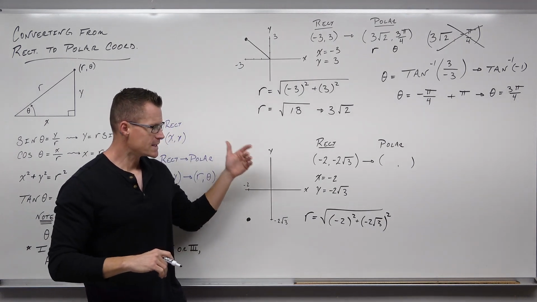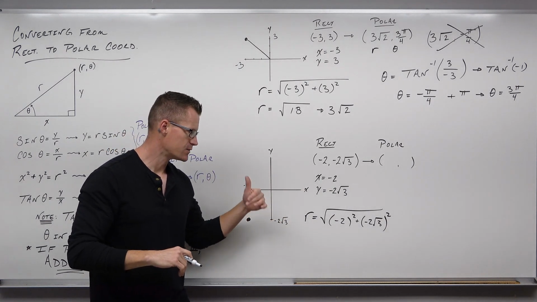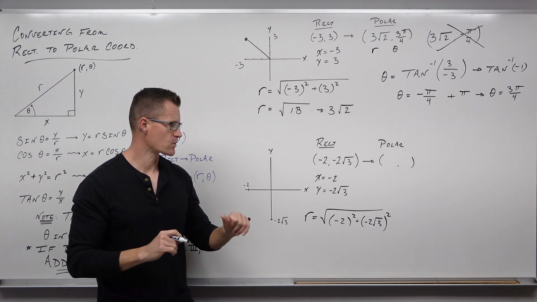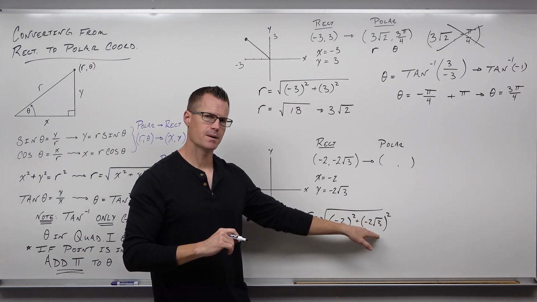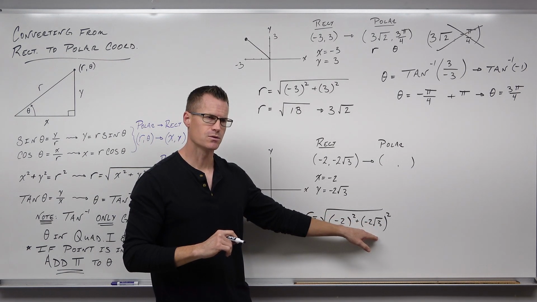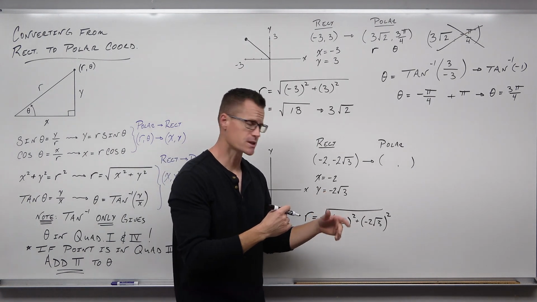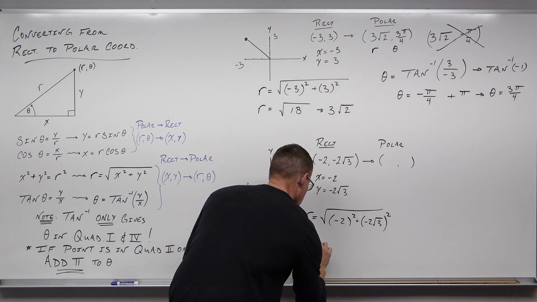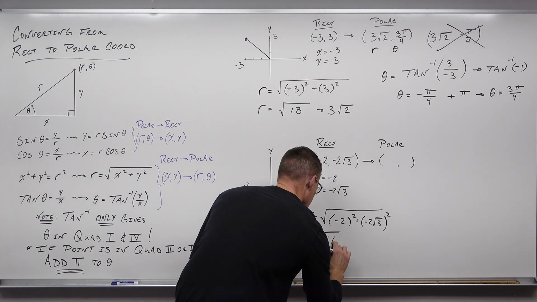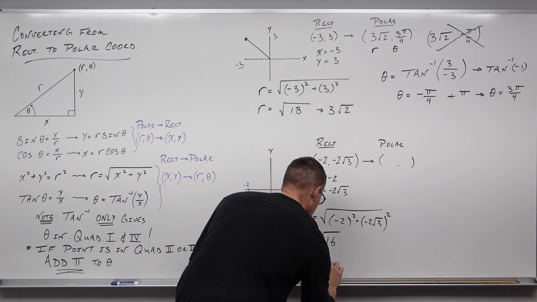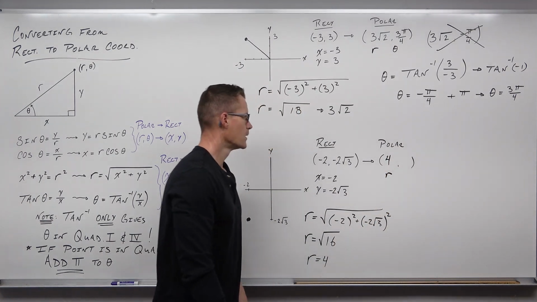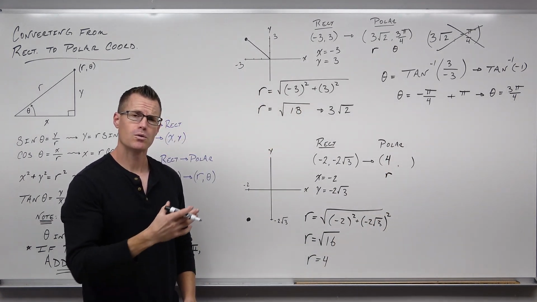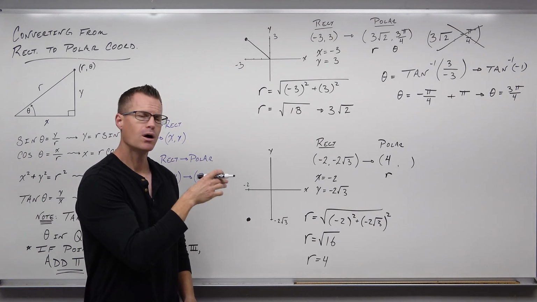So with our r, we're going to take (-2) squared plus (-2 square root 3) squared, all inside of a square root. That's going to give us 4. This is going to give us 4 times 3, which is 12. So 4 plus 4 times 3, that's going to be 16. That's the square root of 16. So we know for sure that for our polar coordinates for this point, r is 4.